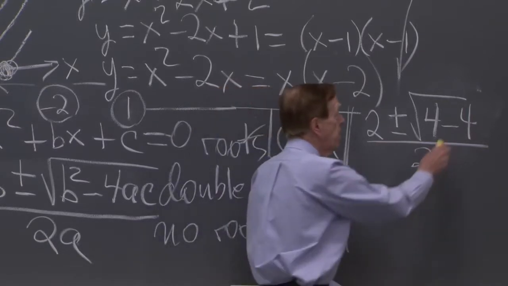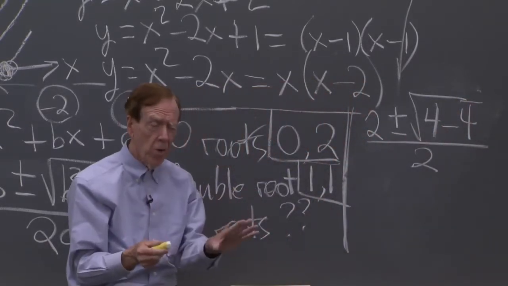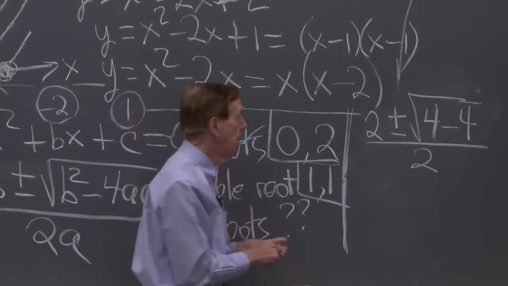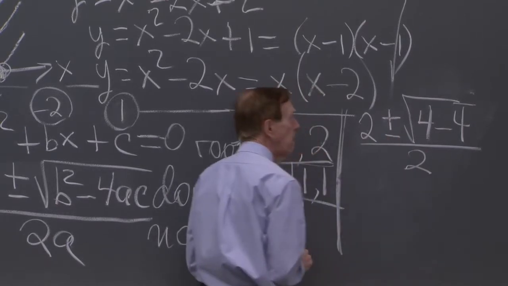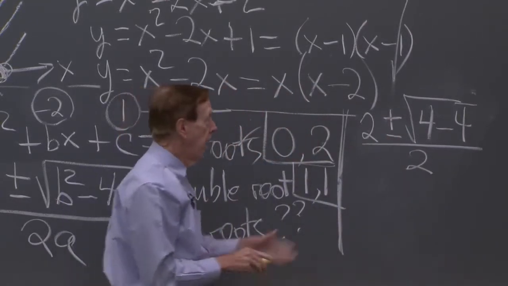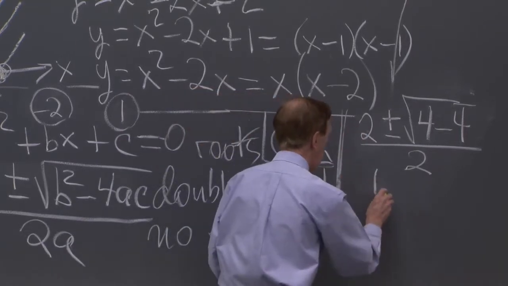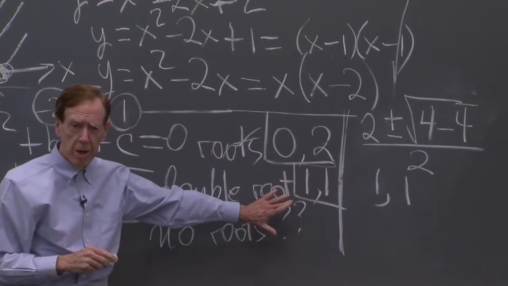I've plugged in the new a, b, c with c equal 1. And what do I have here? This square root is 0. 4 minus 4. That's that very special case. So now I have 2 plus 0 and 2 minus 0. 2 both ways. And then I divide by the 2. So I got 1 twice. Just what I wanted.